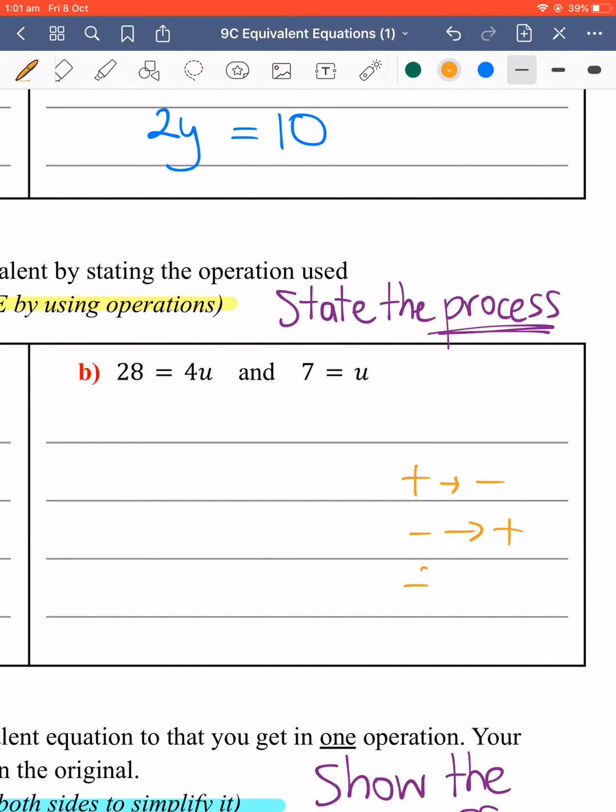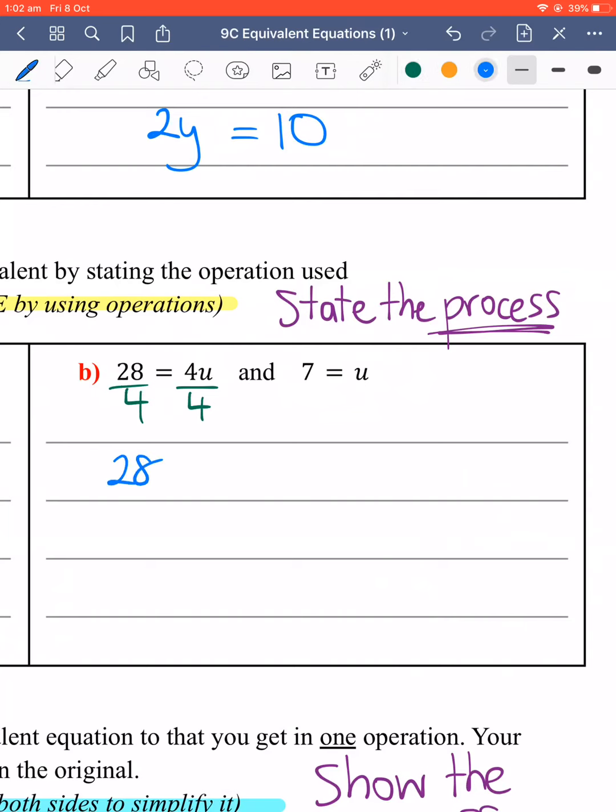If I have a divide, I might want to do a multiply. If I have a multiply, I'm going to do a divide. And it's a really good thing to be really nimble with these and just have a go most of the time. So let's divide these by 4 and let's see how we go with that.